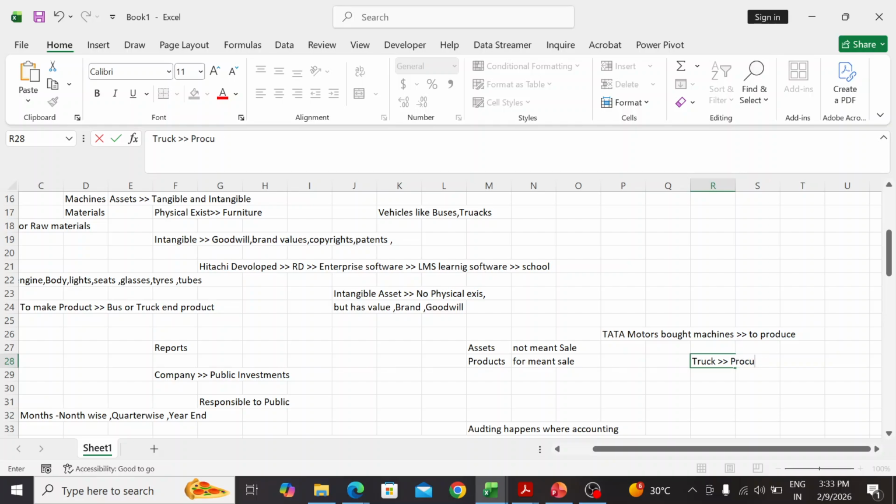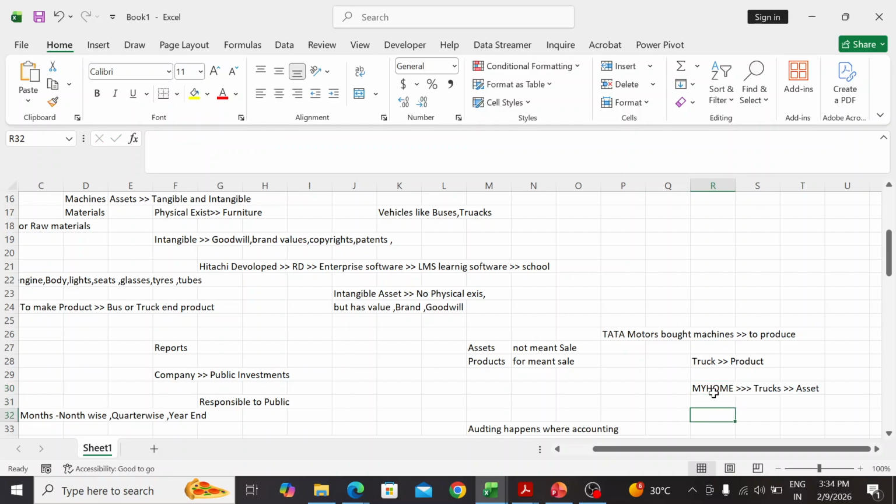Some of the trucks which we use, we can use as an asset also, right? Yes, correct. For Tata Motors, a truck is a product because they are not using it. They kept it for selling. But for a construction company, like infrastructure companies, if they want to build a building, they need trucks, correct? For them, it is an asset.